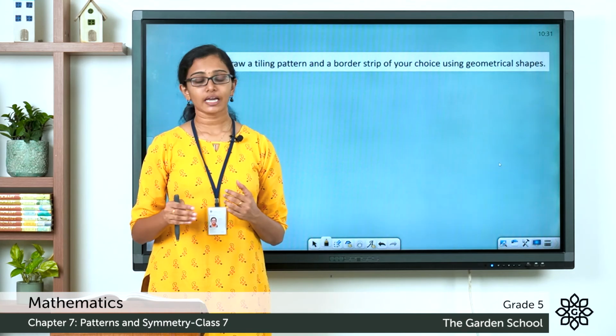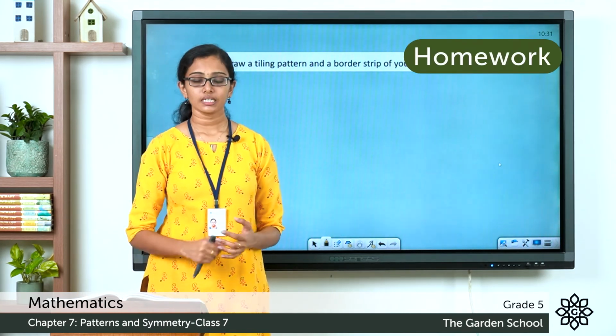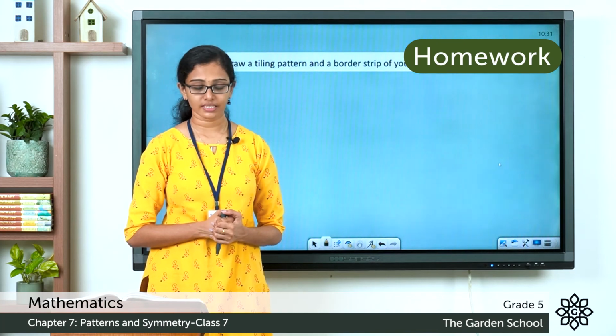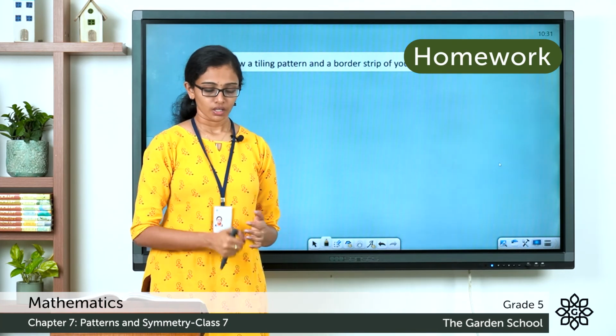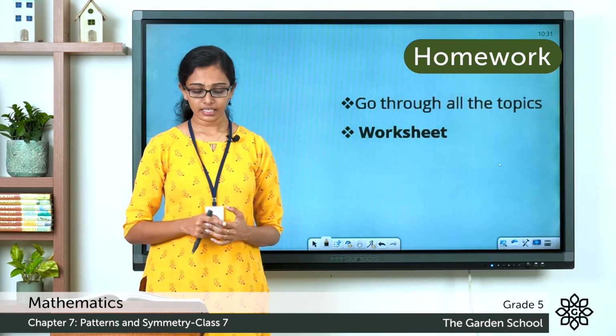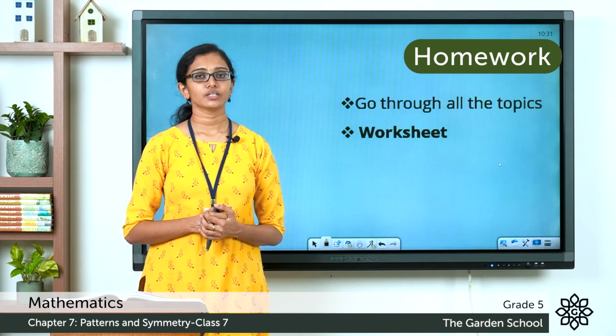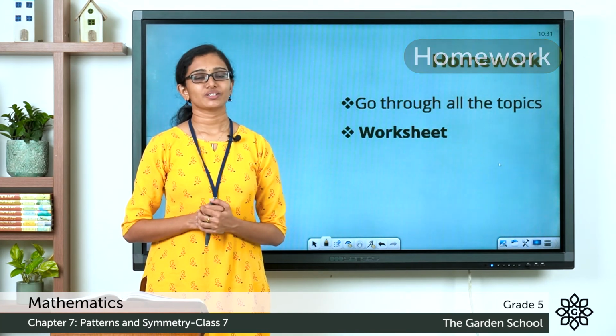Now, we've come to the end of the revision station page. In the next page, you can see the worksheet. A worksheet is given there on page 126. You have to go through all the topics that we learned in this chapter once again, and then you have to work out the worksheet given there. So once you're done with it, you can take a picture and send it to us on Teams.